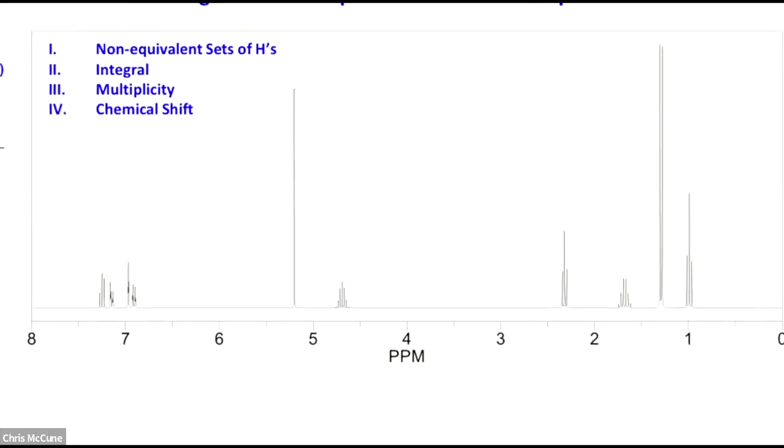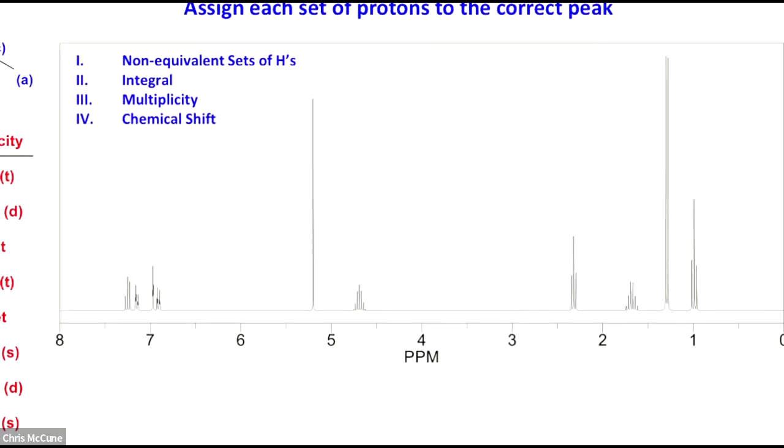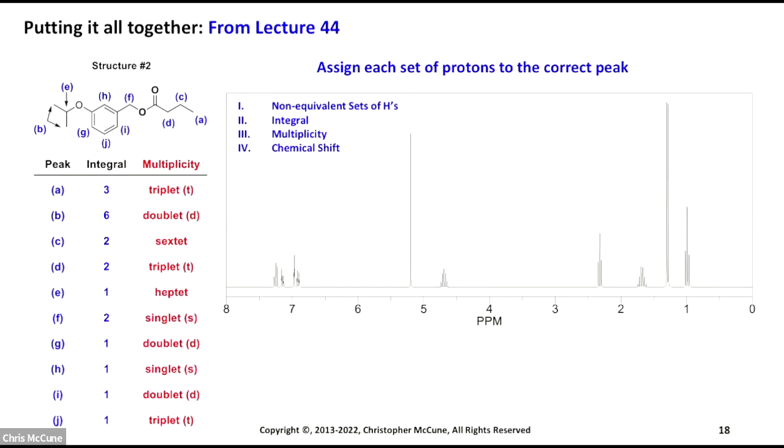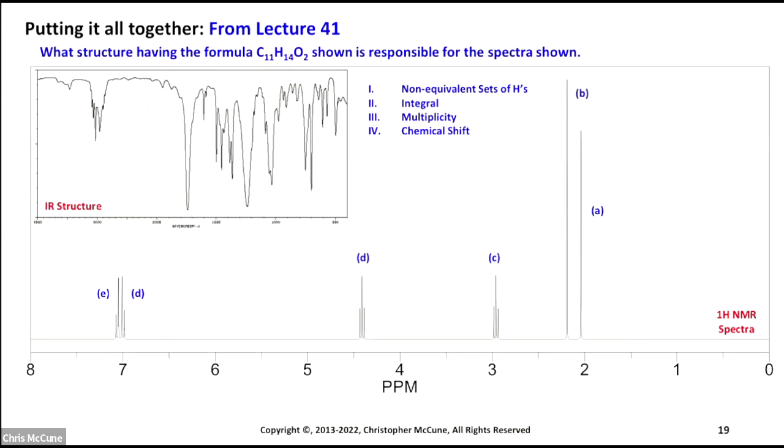This here is a 1, 2, 3. This is the sextet. This is a heptet, so that kind of helps you out. So this one should be pretty easy to assign the letters to the peaks. So I'm going to go ahead and let you do that on your own and move on.